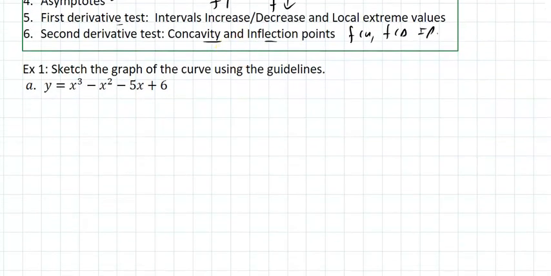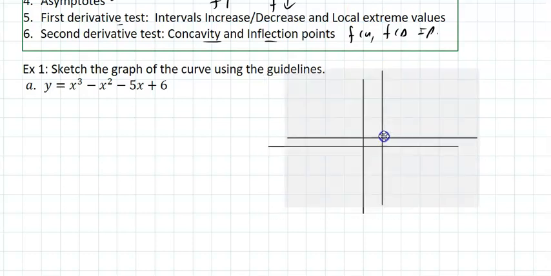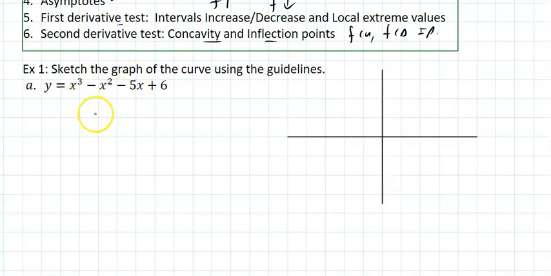So if I look at the first example, it's a polynomial. I'm trying to sketch it. So it's defined, domain is everywhere, you don't have to list that. Intercepts: if I let x equals 0, y will be 6. Let's say that's 2, 4, and that's a 6.